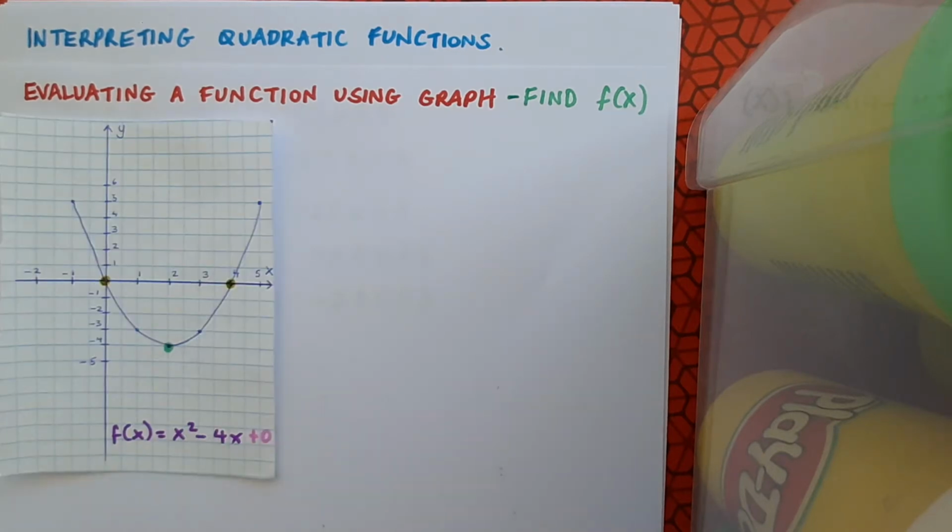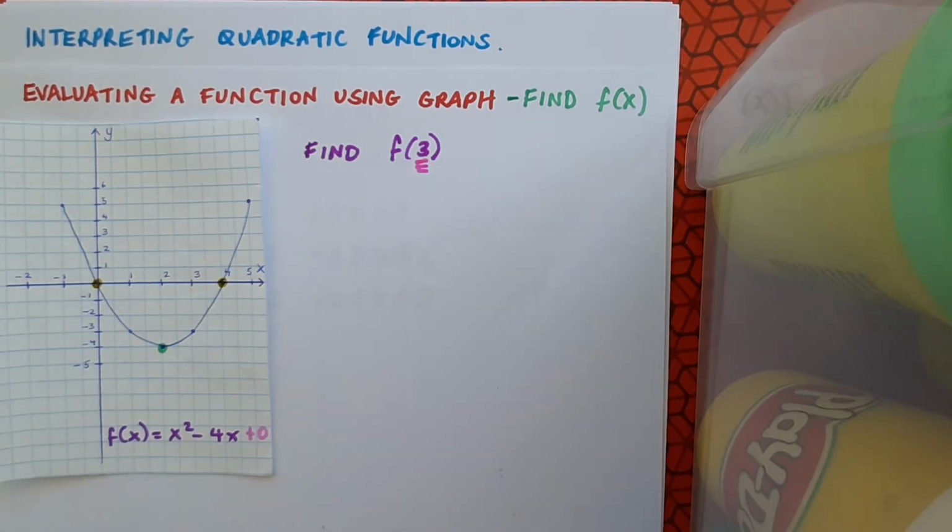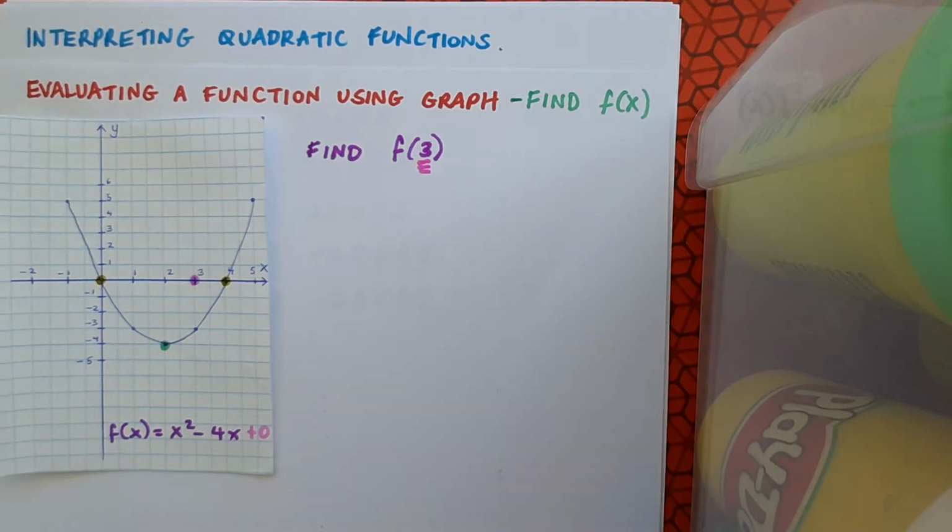So let's start off with our f of x function. So here's the graph of it already drawn. And what I want to do here is find f of 3. Now we know that normally we'd write down f of x. So the value in the bracket must be an x value. So I'll go to this value on the x-axis. So here I've marked 3 on the x-axis.